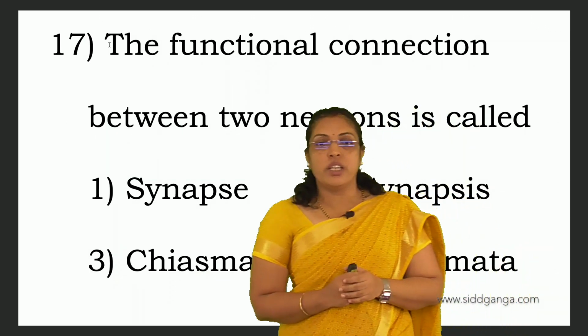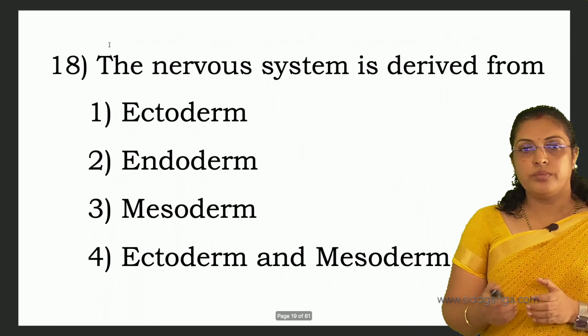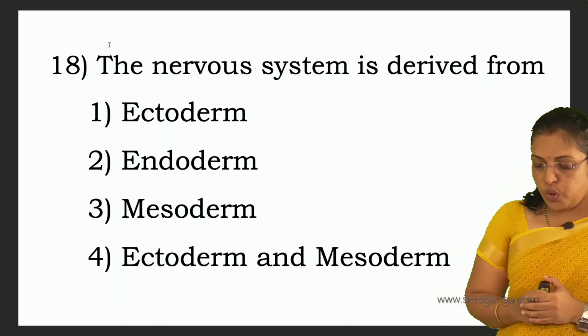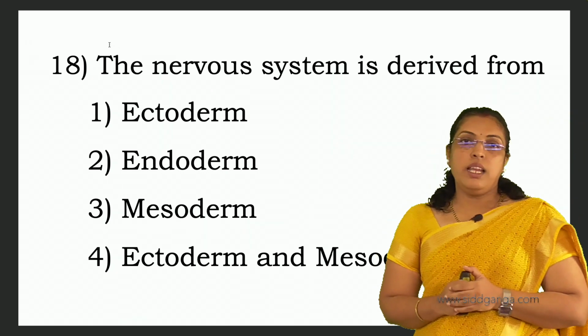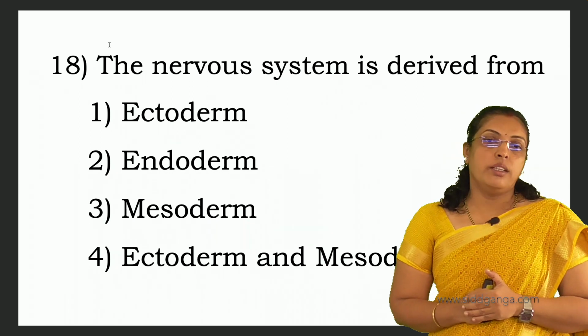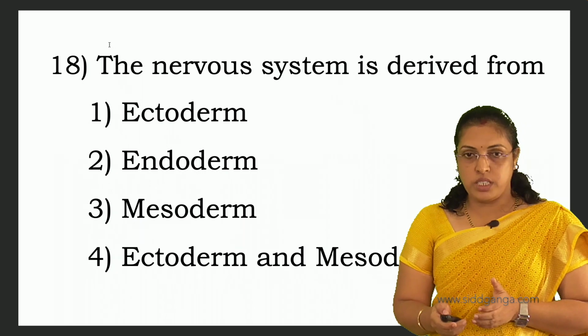Then the functional connection between two neurons is called synapse. The nervous system is derived from, during embryogenesis, we see three layers: ectoderm, mesoderm and endoderm. Here the nervous system is derived from ectoderm. First is the answer.